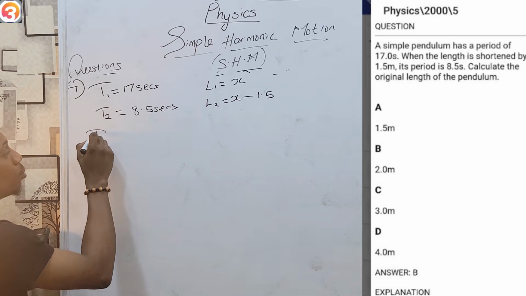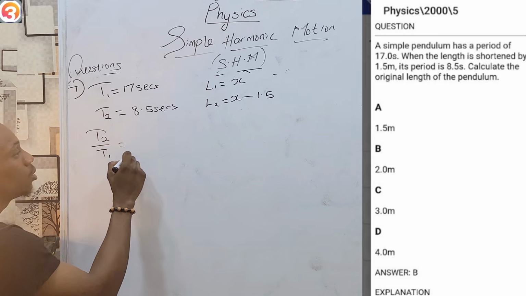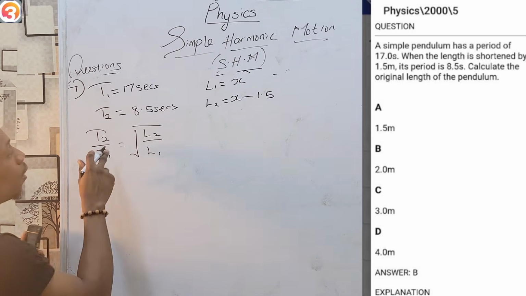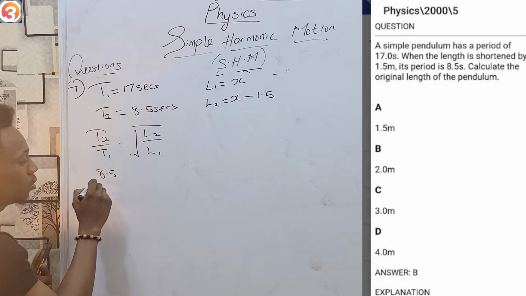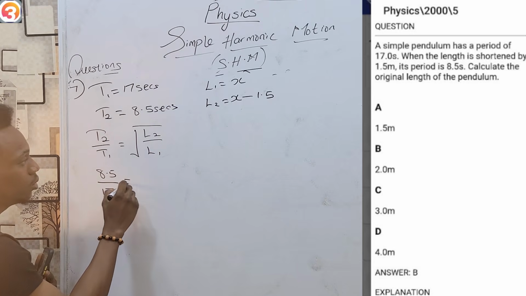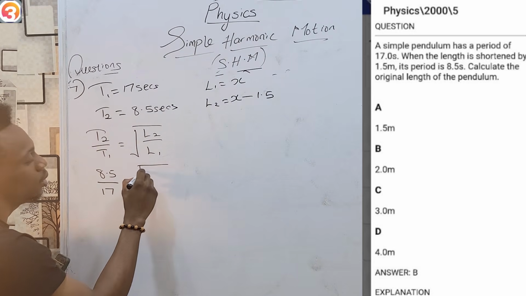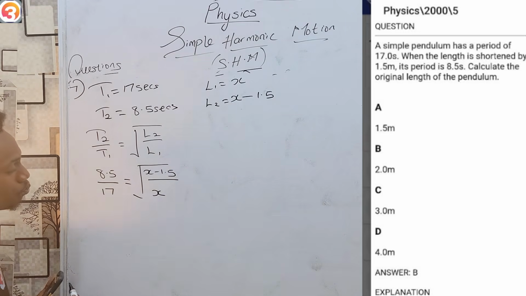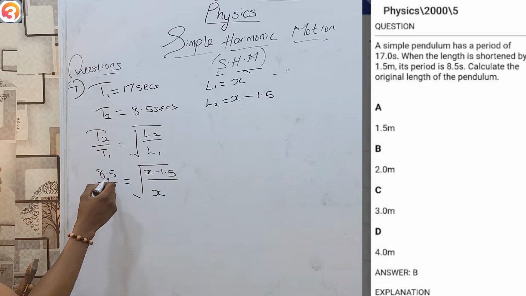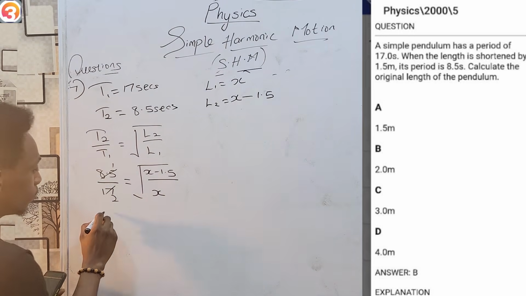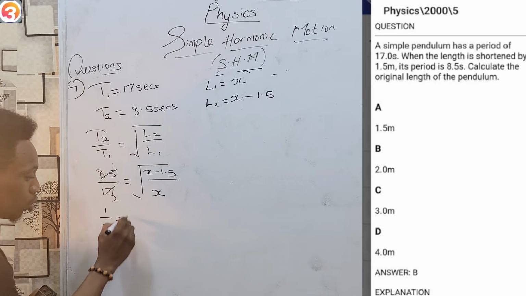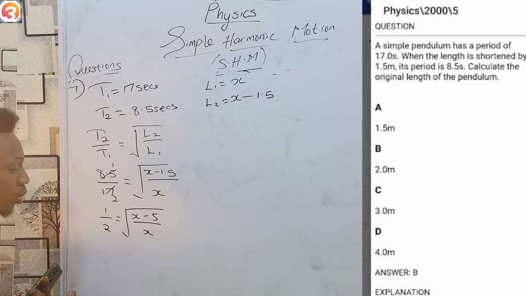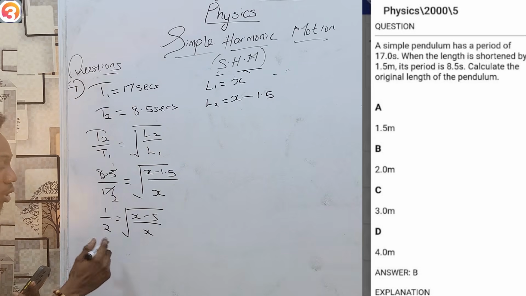As before, your formula becomes T2 over T1 equals square root of L2 over L1. T2 is 8.5 and T1 is 17. L2 is x minus 1.5 and L1 is x. If I look here, I realize this can cancel out to 1 over 2 equals square root of x minus 5 over x. Now, obviously, what's the next thing I can do? I have to remove the square root from this equation.